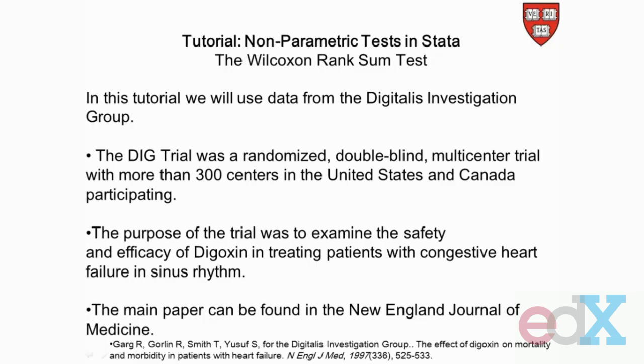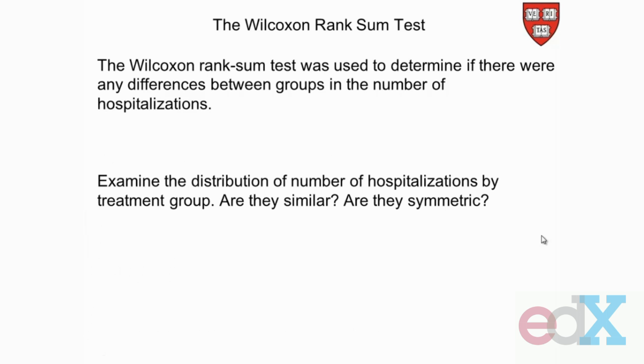The trial was a randomized, double-blind, multi-center trial with 300 centers in the US and Canada participating. The purpose was to examine the safety and efficacy of digoxin in treating patients with congestive heart failure in sinus rhythm. The main paper can be found in the New England Journal of Medicine. In the paper, the Wilcoxon rank sum test was used to determine if there were any differences between the two treatment groups in the number of hospitalizations. One group got the treatment, one group got placebo, and they want to see if there are any differences between the groups in the number of hospitalizations.